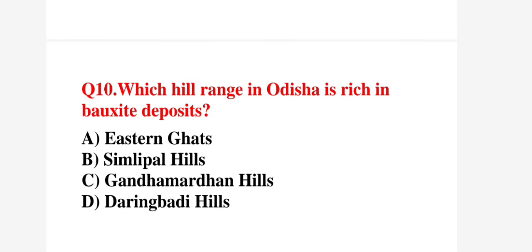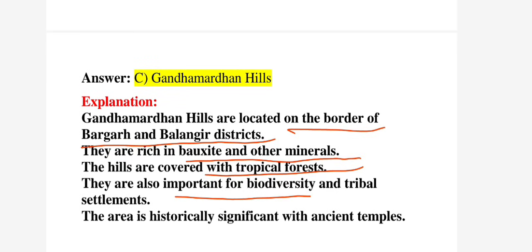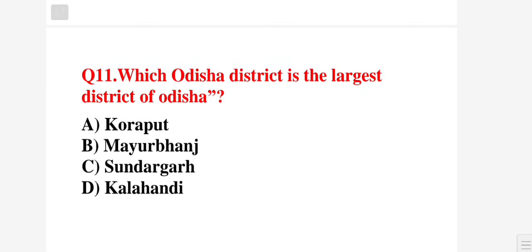Can you tell me where Gandhamardan Hill is situated? Yes, Gandhamardan Hill is situated on the border of Bargarh and Balangir. It is situated towards the north of Balangir and towards the south of Bargarh. Very, very important. If we go through the description, Gandhamardan Hills is located on the border of Bargarh and Balangir district. They are rich in bauxite and other minerals. The hills are covered with tropical forests and they are also important for biodiversity and tribal settlements. This area is historically significant with ancient temples. Very, very important. So let us move towards the next question, question number 11.